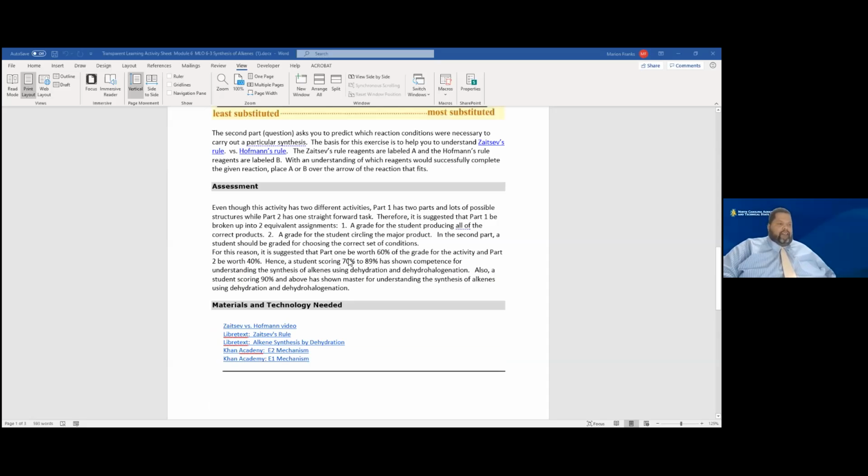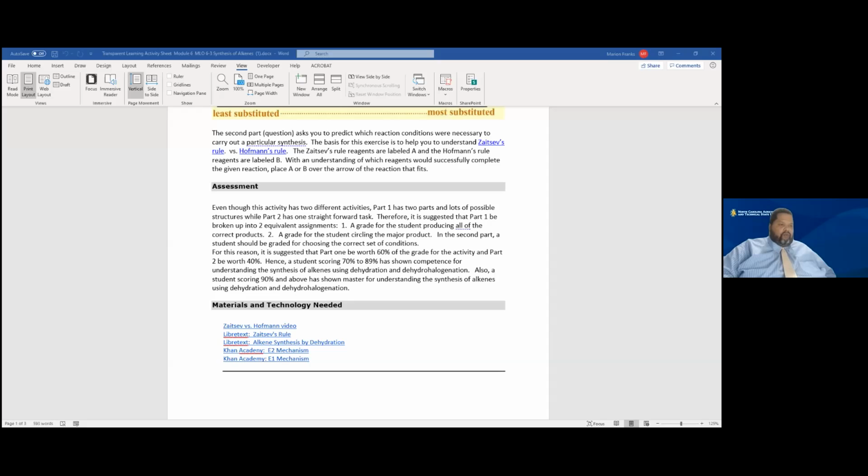And then after that, we have the assessment, and this is a suggested assessment to the instructor, suggesting a way that they can grade this, because there are two parts, but I wouldn't say that both parts are weighted equally. But what does turn out is that 70% to 89% is seen as being competent, and 90% shows mastery by the student for this particular module.